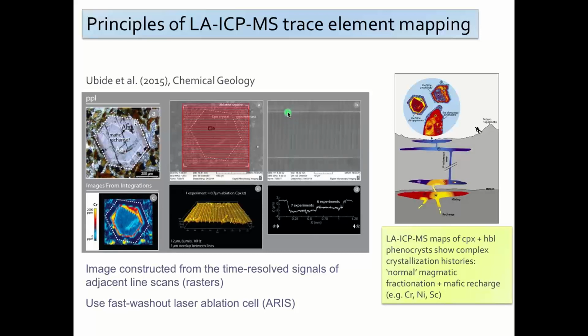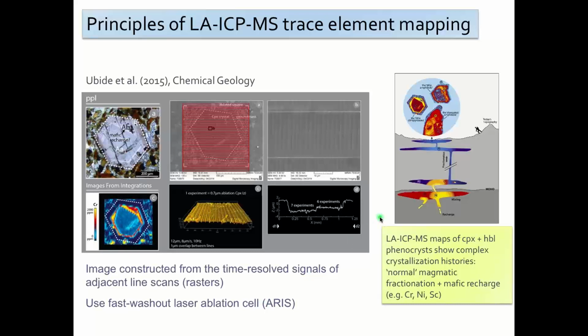And you can see, if we had looked at one of these line scans under the SEM, the pattern of the successive laser spots overlapping each other. Then we can stick this into our laser data reduction software, and we can generate images. We now use the ARIS, the fast washout laser ablation cell, to do this.